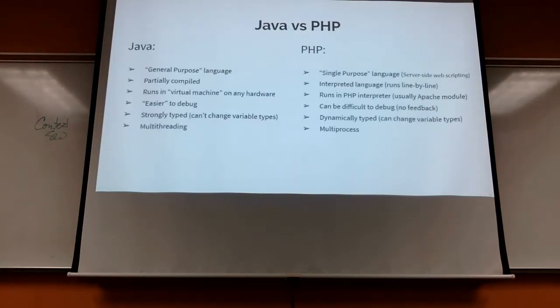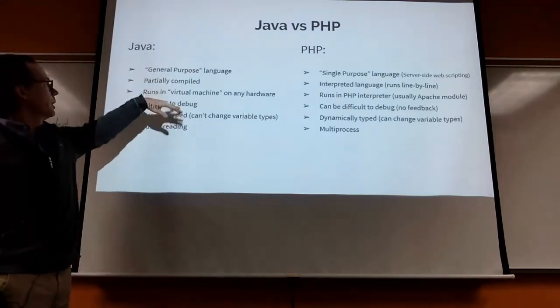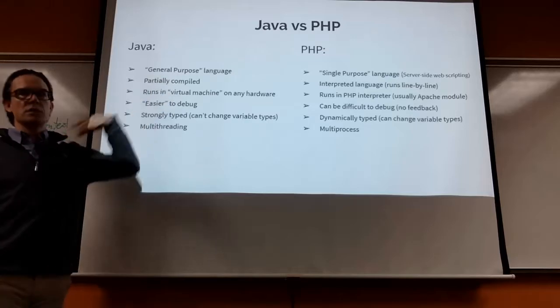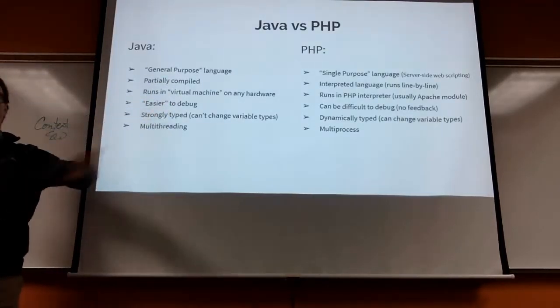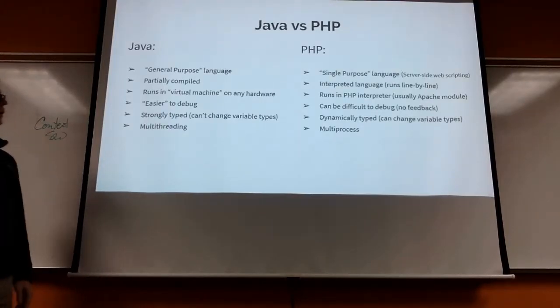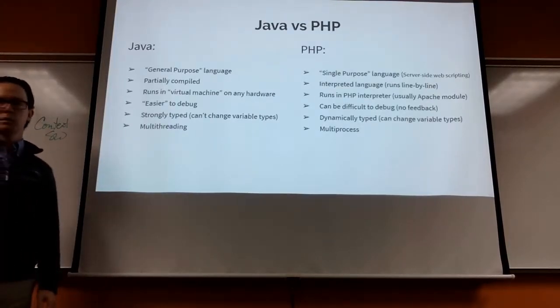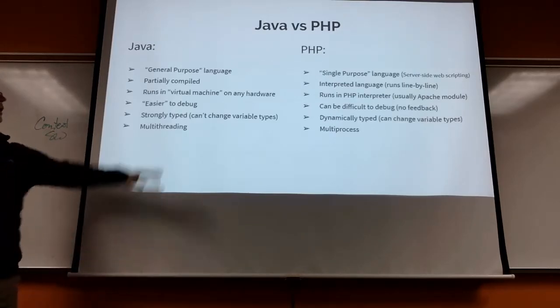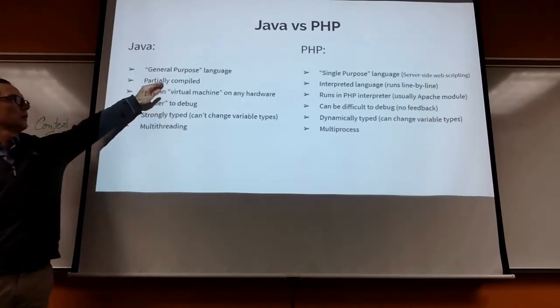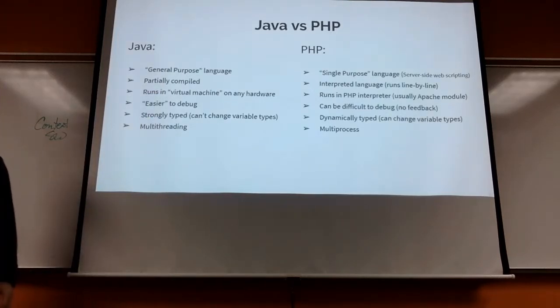So just really quick differences. General purpose, you guys should hopefully know this. It's compiled into generic bytecodes. There's virtual machines on any hardware that will run those bytecodes. So you have to have a Java interpreter on your machine, whether it's a Mac, a Windows, a Linux, whatever. But the program that is compiled in a bytecode runs the same way on all of them.